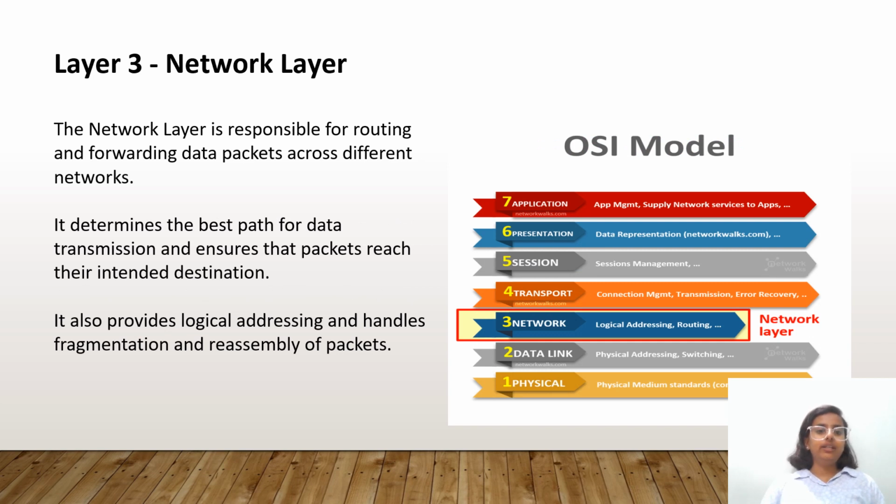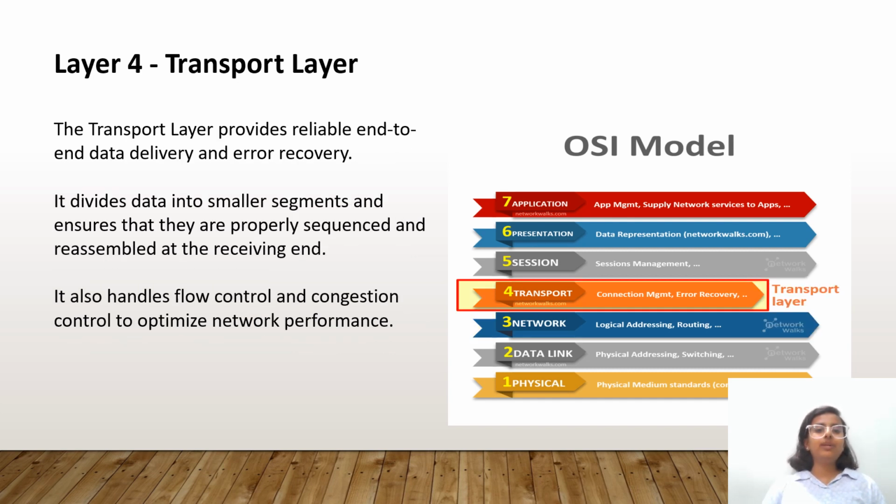Next is network layer. The network layer is responsible for routing and forwarding data packets across different networks. It determines the best path for data transmission and ensures that packets reach their intended destination. It also provides logical addressing and handles fragmentation and assembly of packets. Next is transport layer. The transport layer provides reliable end-to-end data delivery and error recovery. It divides data into smaller segments and ensures that they are properly sequenced and reassembled at the receiving end. It also handles flow control and congestion control to optimize network performance.